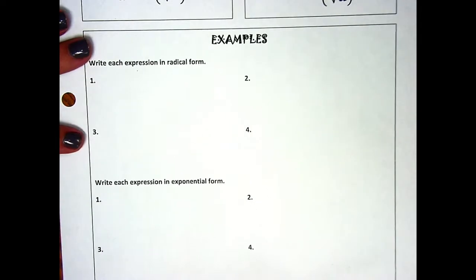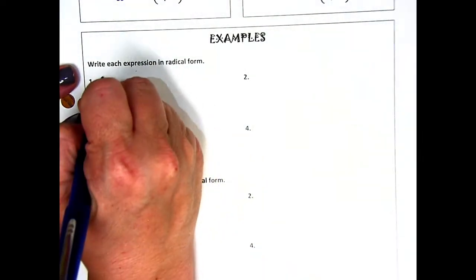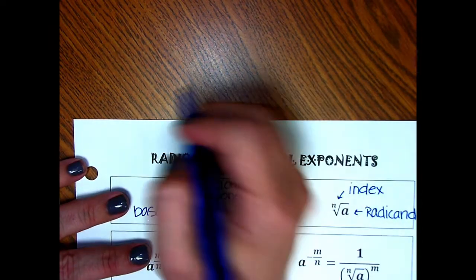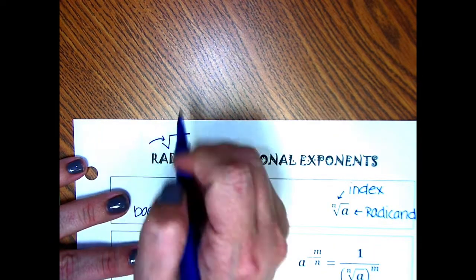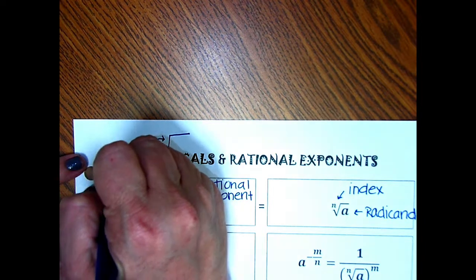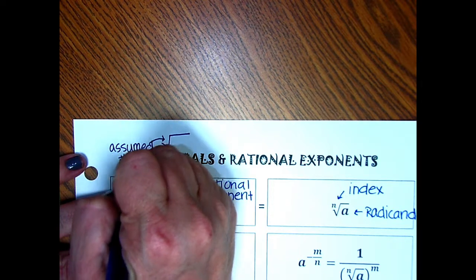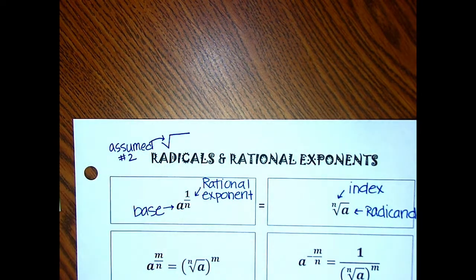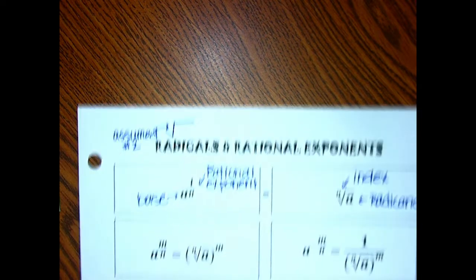So we're just going to go through some examples. The first 4 we're going to write in radical form. So if I have 3 to the 1/2, oh, I forgot to mention something. When you have the square root, this right here is an assumed number 2, because it's a square root and square is to the 2nd power. When you have a radical sign, it's assumed that there's a 2 there automatically.